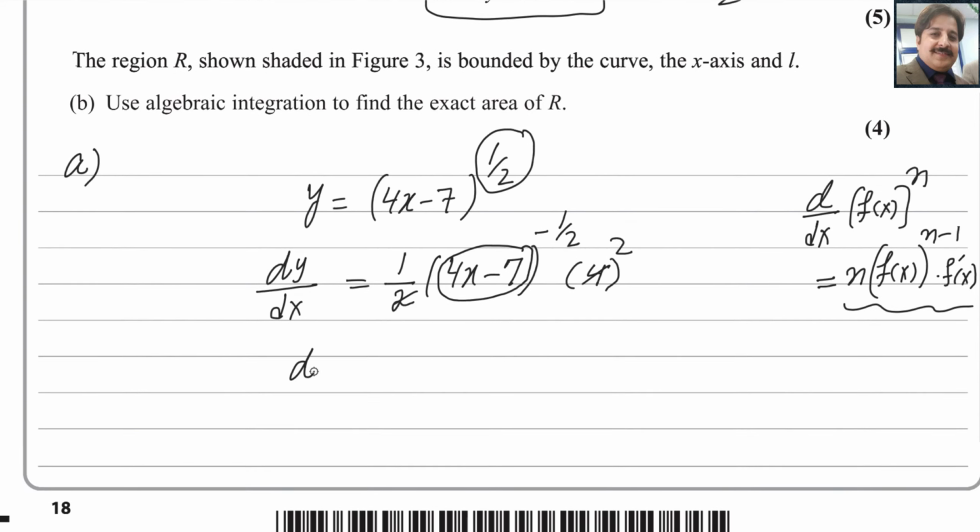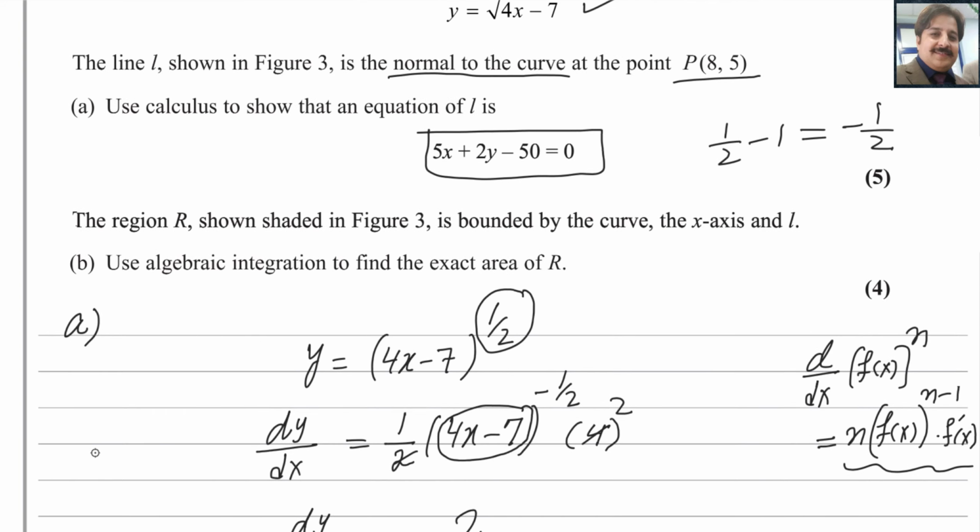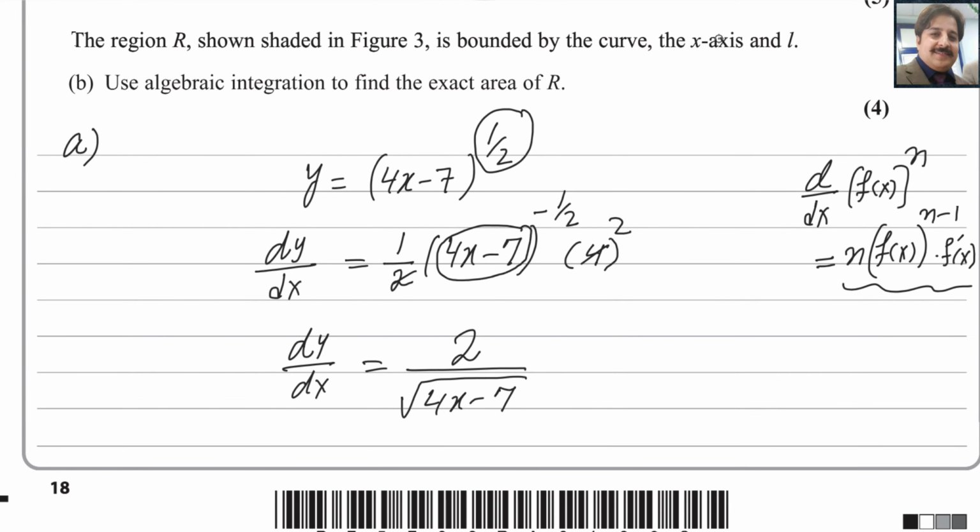Now you can find the gradient of the tangent line, dy by dx, by using this equation: 2 over the square root of 4x minus 7. You can bring the power down to make it positive, or you can take the square root. If you want to find the gradient of the tangent line at this point, the value of x here is 8. Substitute this value of x there and you will find the gradient of the tangent line. Let's say it is m1. You plug in the value here.